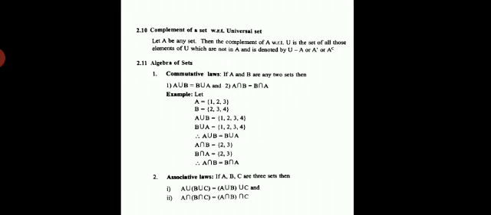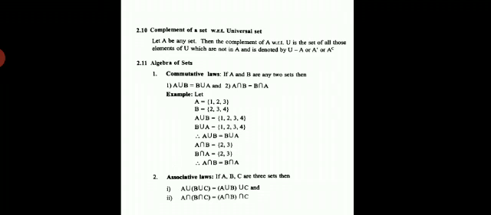Next one, complement of a set with respect to universal set. Let A be any set, then the complement of A with respect to U is the set of all those elements of U which are not in A, and is denoted by U minus A or A dash or A raised to C also we can write.